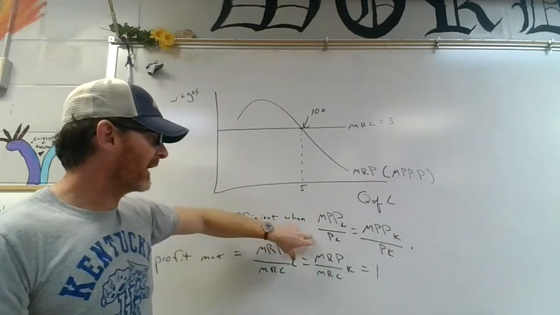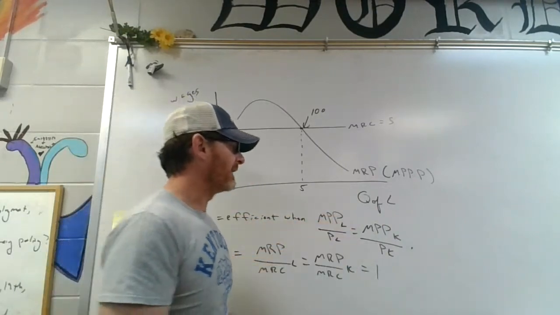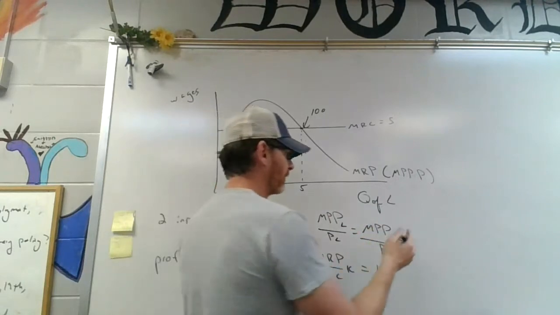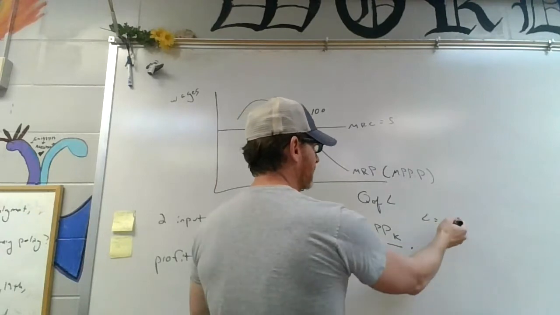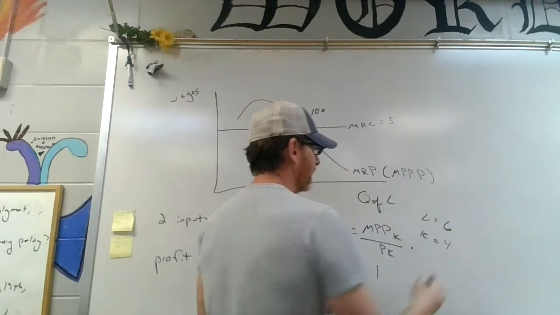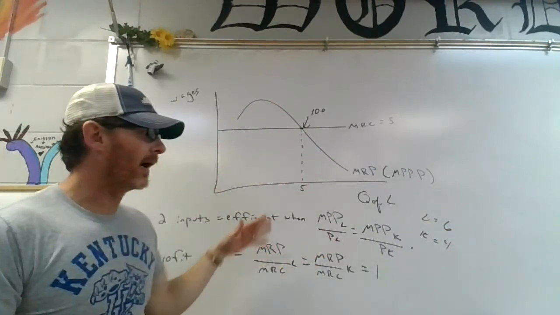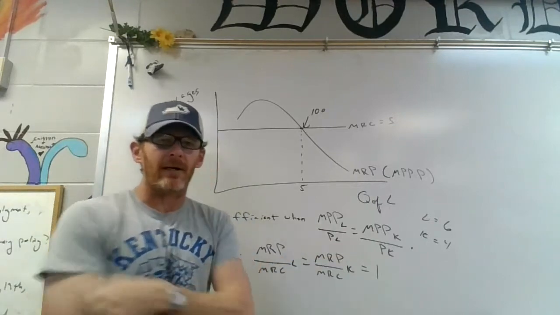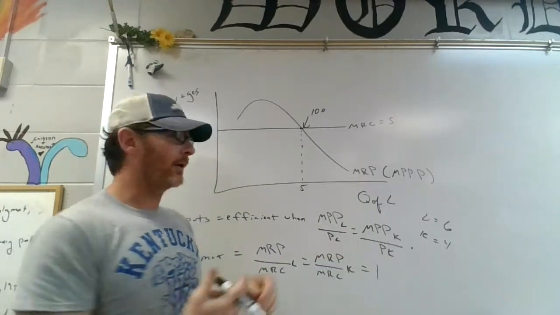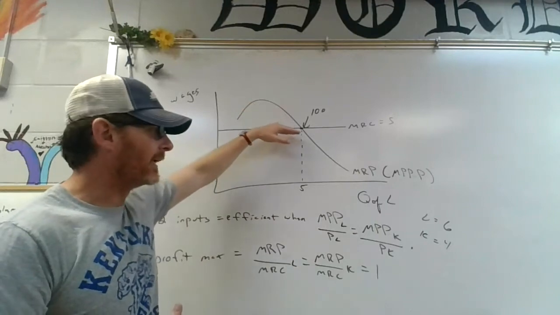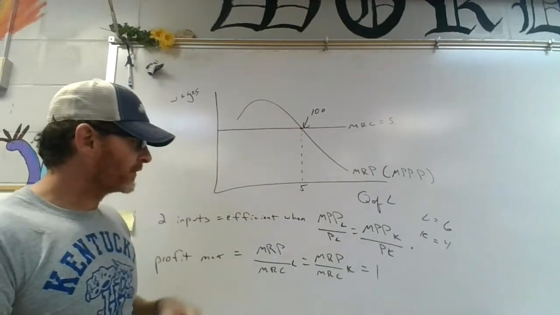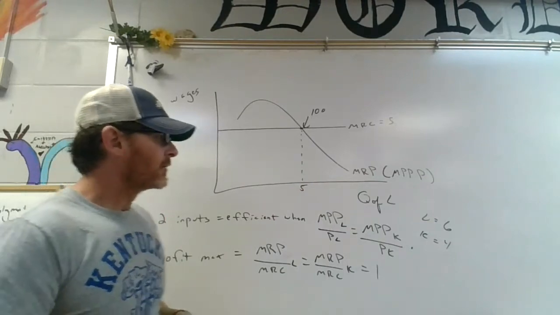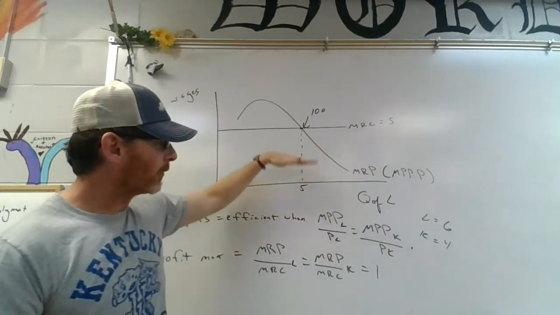So MPP of labor over the price of labor must equal MPP of capital over the price of capital. So, for example, if labor ends up being 6 and capital ends up being 4, we need to know if we're going to be hiring more labor or buying more capital. Just like in the utility, remember, MPP, the marginal physical product, is downward sloping. So the more of it you get, the lower that number goes.